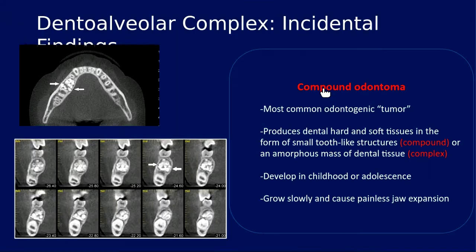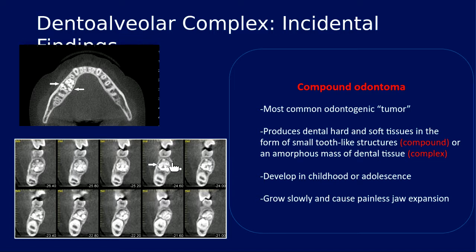And another one is the dentoalveolar complex. You have an incidental finding. The patient came, and the doctor wants to know why the tooth is not erupting when the time is right. On top of that, you can see multiple well-defined tooth-like entities, and you can actually count them: 1, 2, 3, 4, 5, 6, 7, 8, 9, 10.